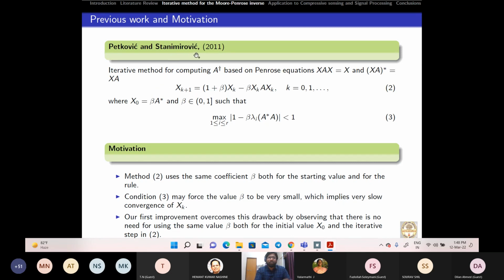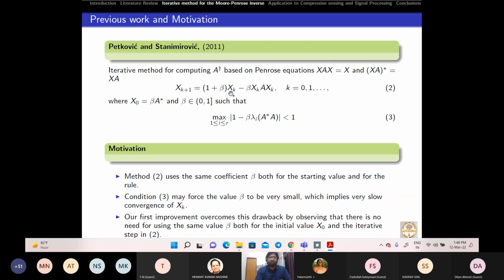Petkovic and Stanimirovic published one research paper in the Journal of Computational and Applied Mathematics in 2011 for the computation of the Moore-Penrose inverse, which was based on Penrose equation 2, I mean, using these two conditions. You might know that this is Penrose condition 2, and XA* = XA, this is Penrose condition 4. Using these two conditions, they developed this iteration method for the computation of the Moore-Penrose inverse.